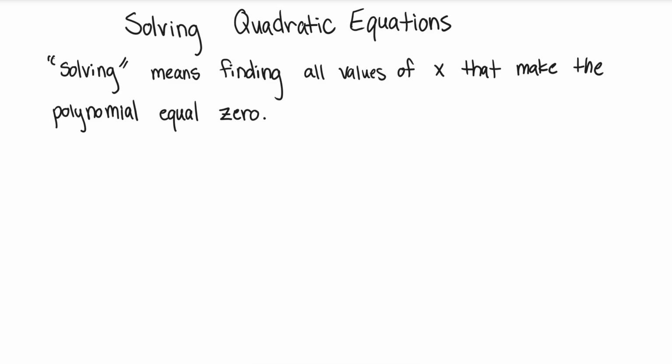Solving a quadratic equation usually means finding all values of x, or whatever the variable is, that will make the whole polynomial equal 0. To do this, we're going to use something called the zero product property.